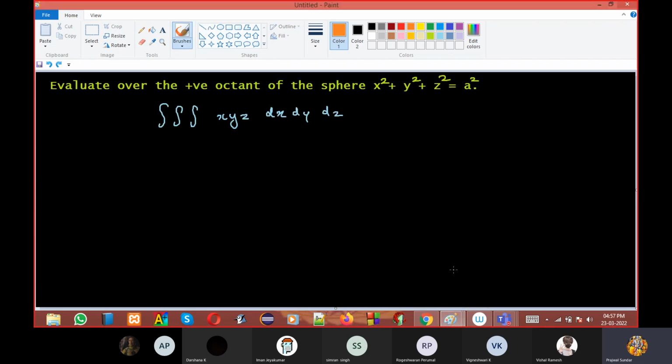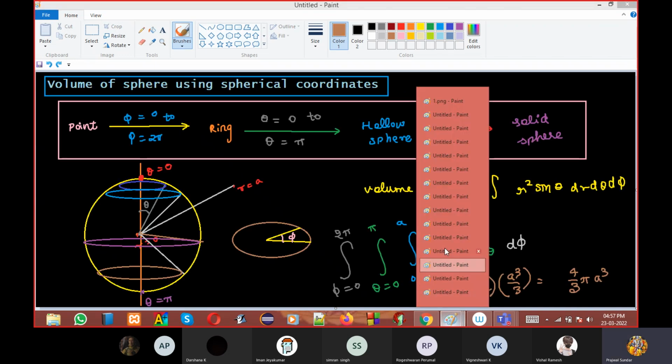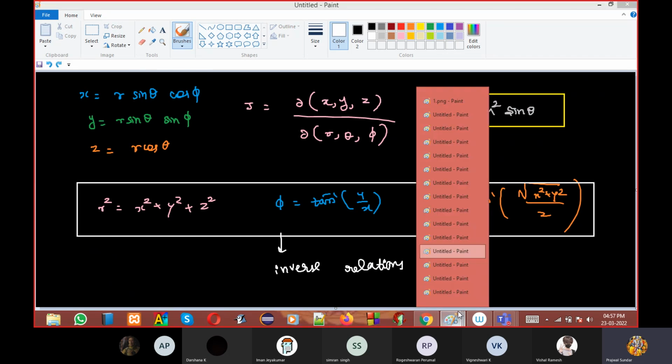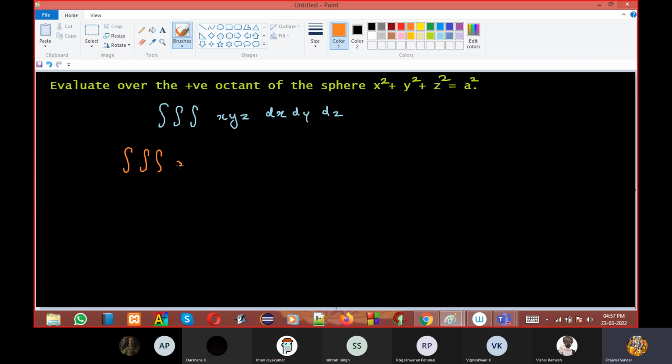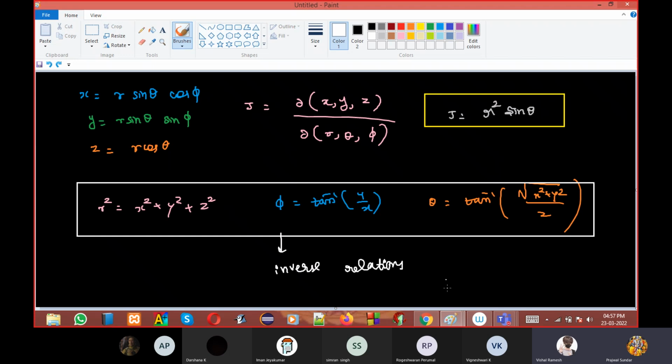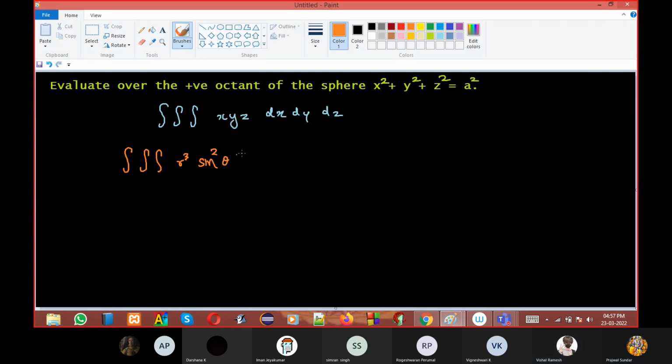So what will you do? Do the substitution. x is r sin theta cos phi. Multiply all these three. What will you get? We'll get r cube sin square theta cos theta sin phi cos phi. And because of the Jacobian you will also get r square sin theta dr d phi d theta, right?